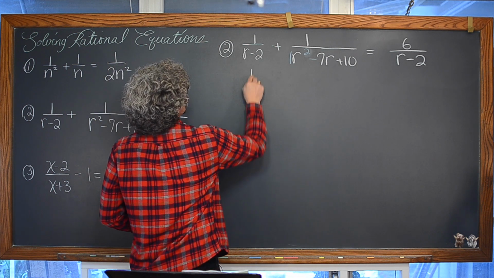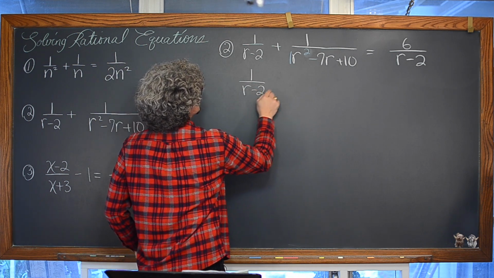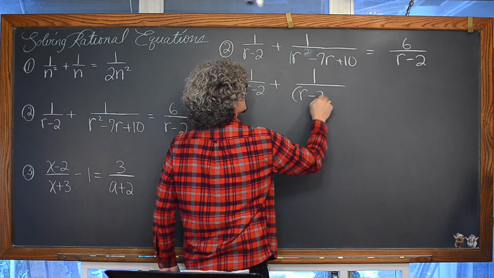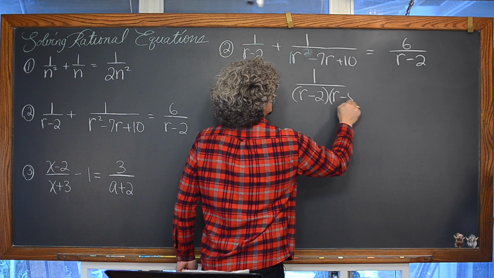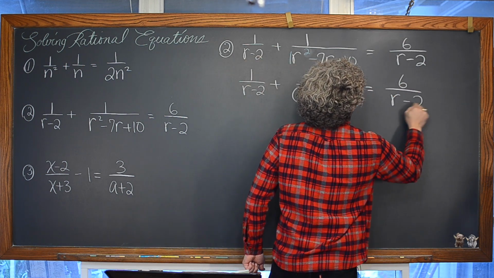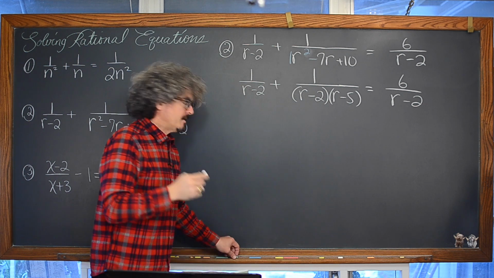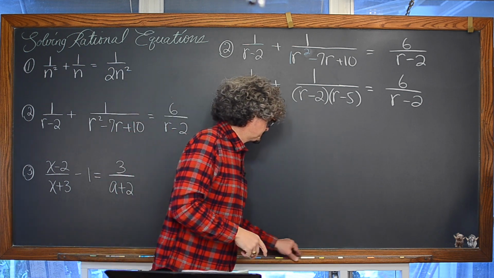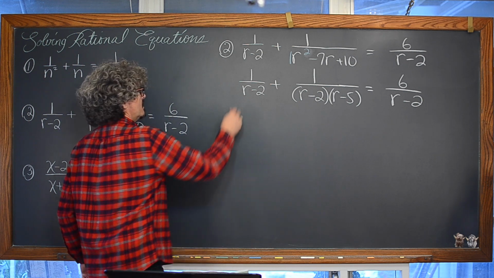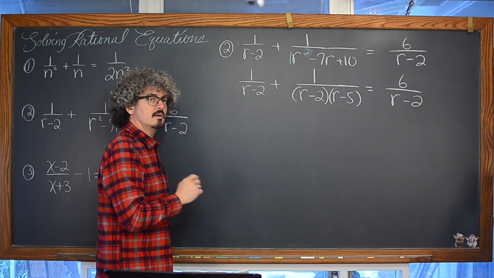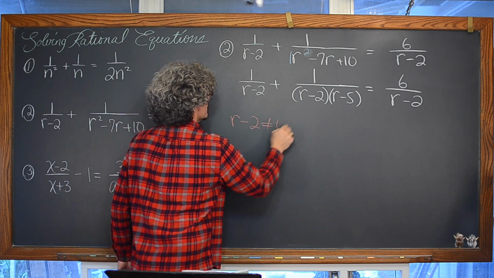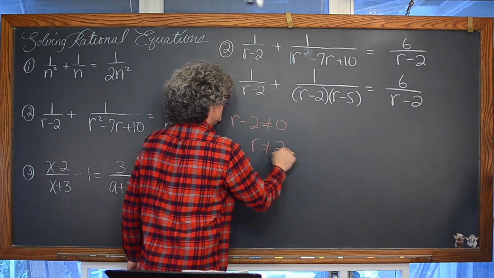So we have 1 over r minus 2 plus 1 over r minus 2 times r minus 5, and that is equal to 6 over, again, that r minus 2. Now, as far as your domain, for the domain of our original function, we need to make sure that this factor, if you will, r minus 2, does not equal 0, so r cannot equal 2.